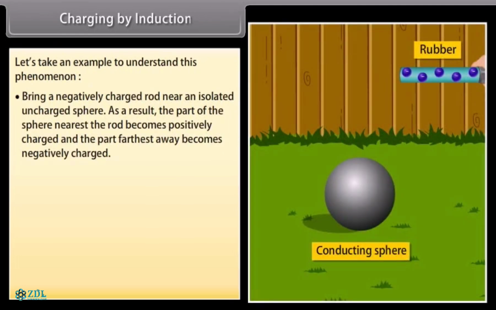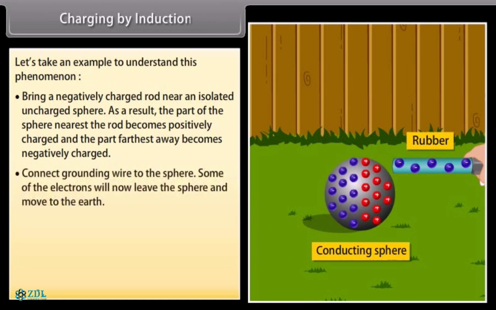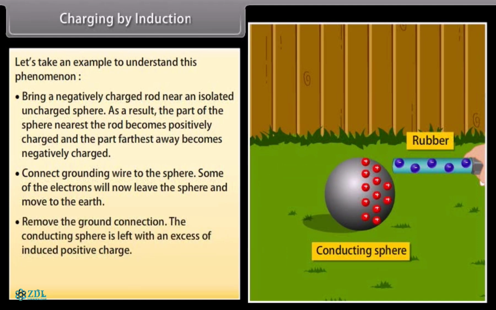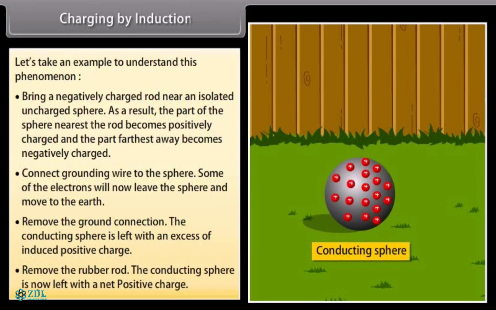Bring a negatively charged rod near an isolated uncharged sphere. As a result, the part of the sphere nearest the rod becomes positively charged and the part farthest away becomes negatively charged. Connect grounding wire to the sphere. Some of the electrons will now leave the sphere and move to the earth. Remove the ground connection. The conducting sphere is left with an excess of induced positive charge. Remove the rubber rod. The conducting sphere is now left with a net positive charge.